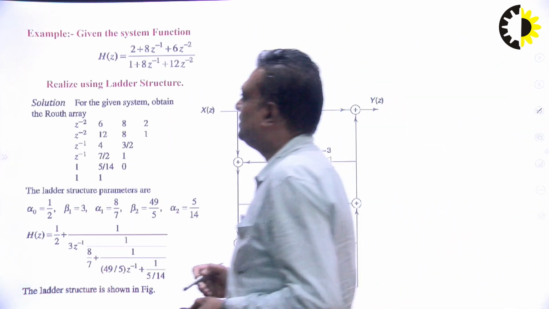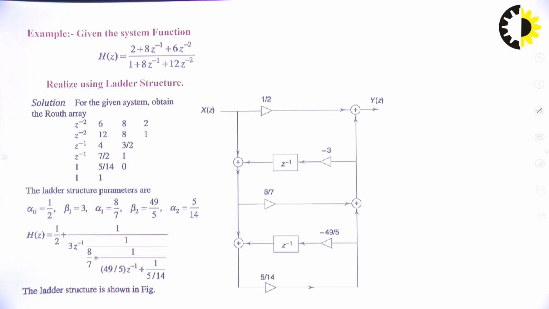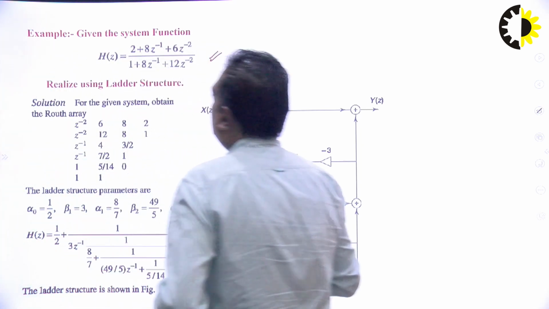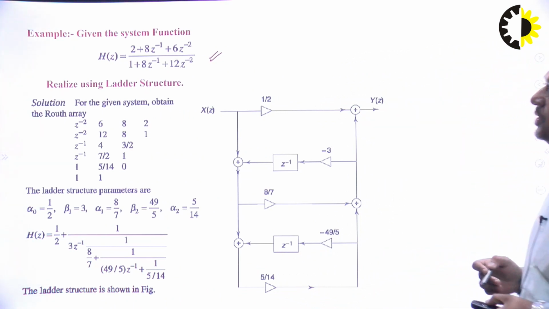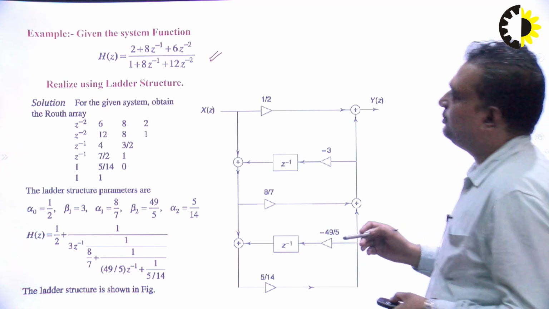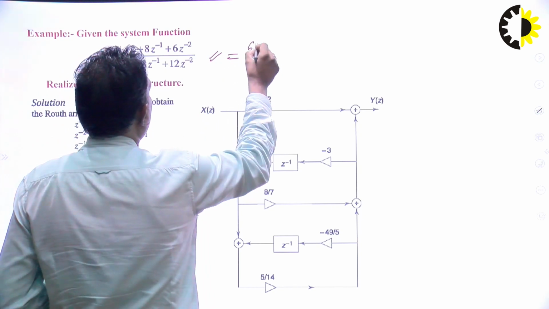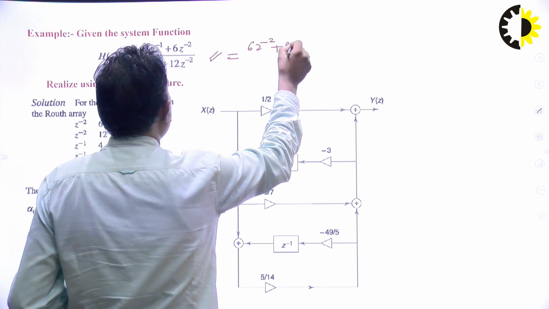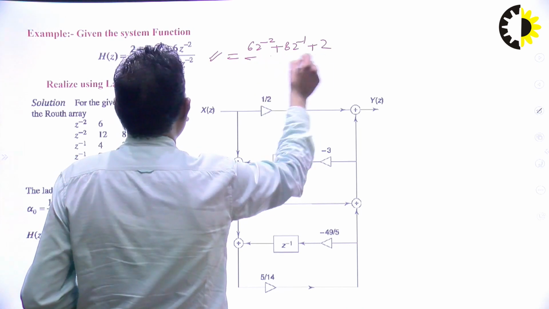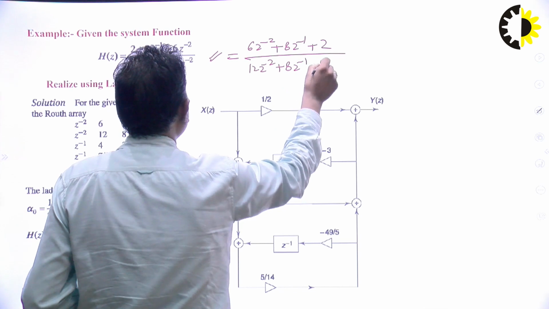Now we will see it using an example. Initially I took the general form, but right now the question is given to you specifically: the system function is given like this, realize this using ladder structure. So first of all we have to check the initial value. Write it like this: 6z to the power minus 2 plus 8z to the power minus 1 plus 2, upon 12z to the power minus 2 plus 8z to the power minus 1 plus 1.